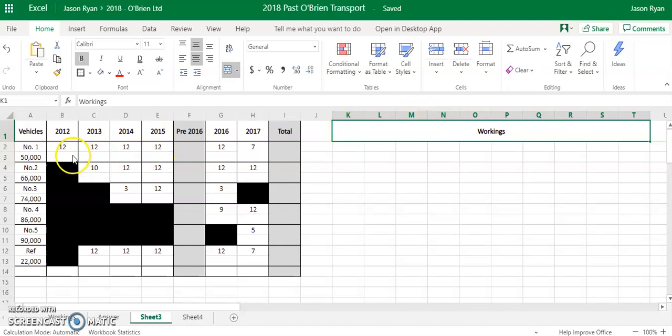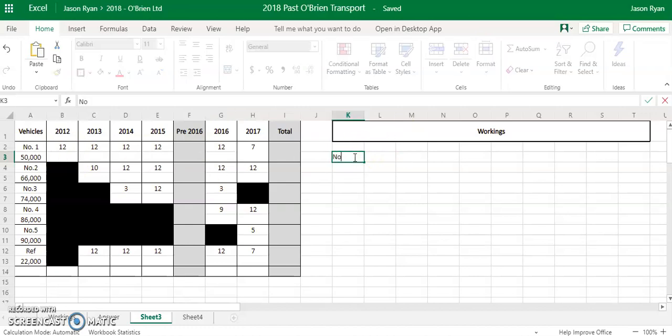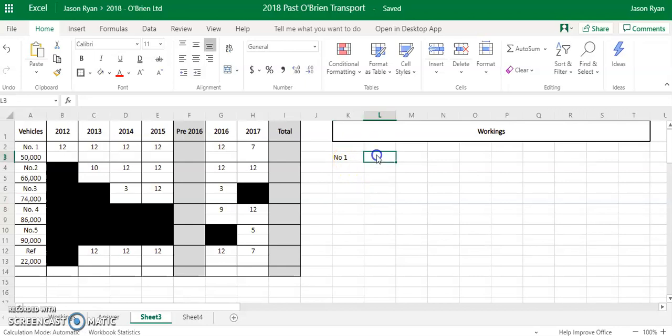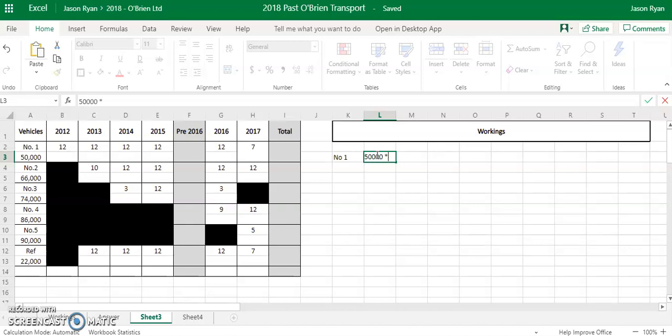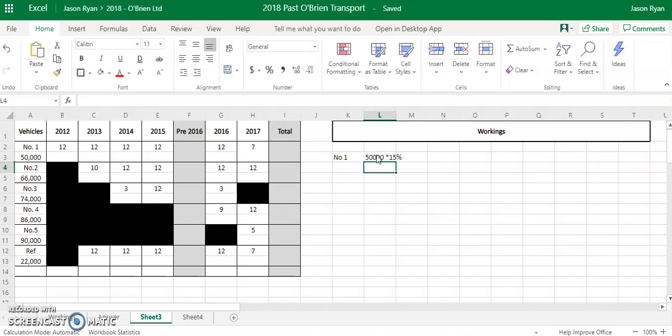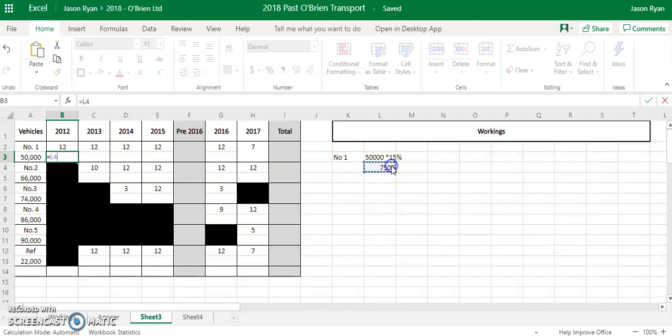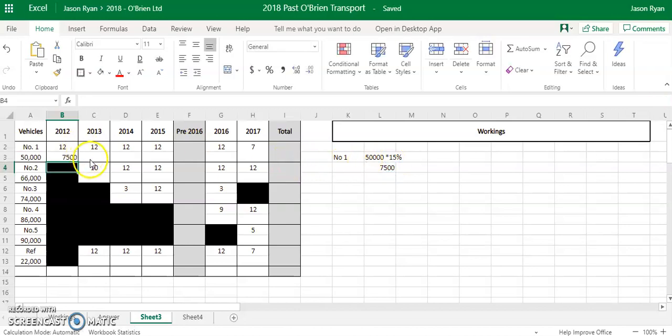Okay, so the next thing we have to do now is fill in the table with the depreciation for each year for the vehicles. So we're going to have vehicle number 1, and that value is 50,000. The rate of depreciation is 15%, and that's going to be the annual rate. So you're going to multiply by 15%, which is the annual rate for 12 months. So 50,000 multiplied by 15% gives you 7,500. So the depreciation for vehicle number 1 for 2012 is 7,500.